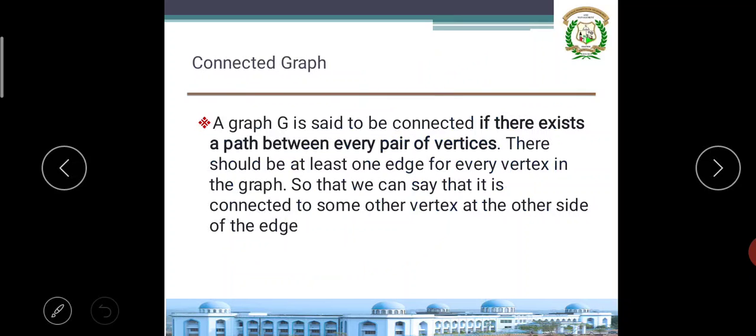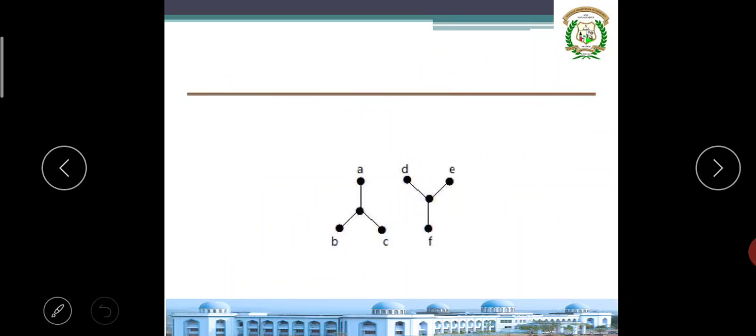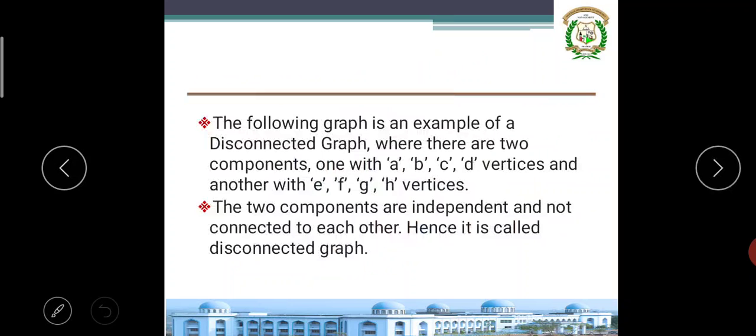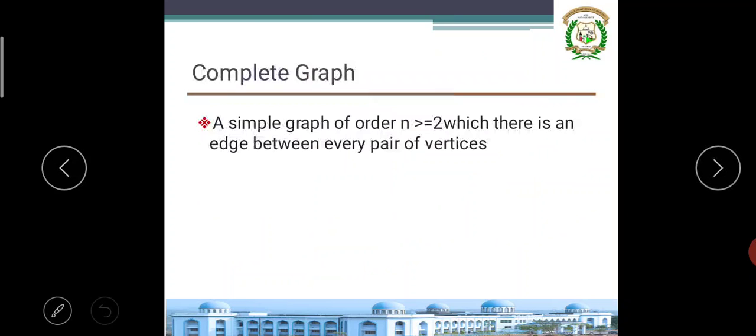Connected graph, I told you very clearly in the last class. This connected graph doesn't contain isolated vertices. I clearly explained to you last class. Go through the last class videos on these things. Up to here we studied.